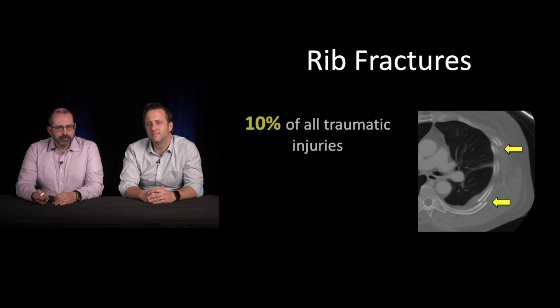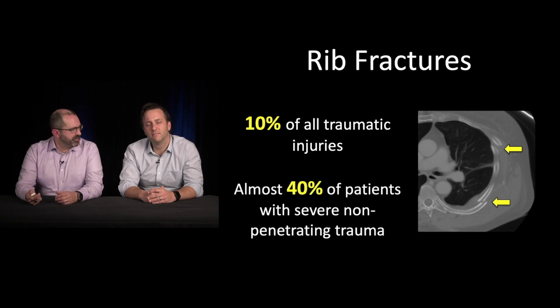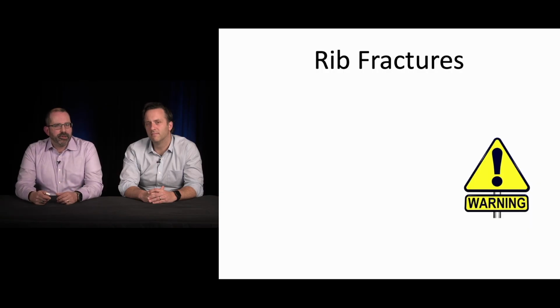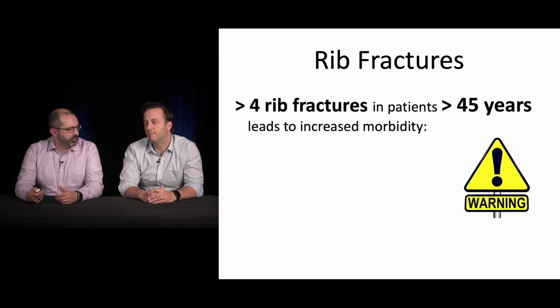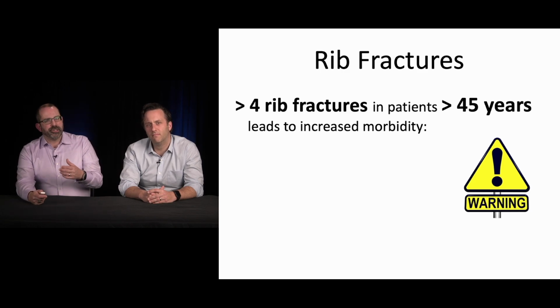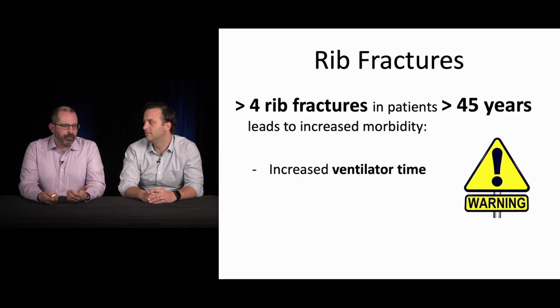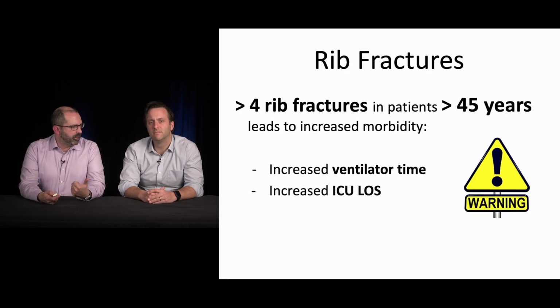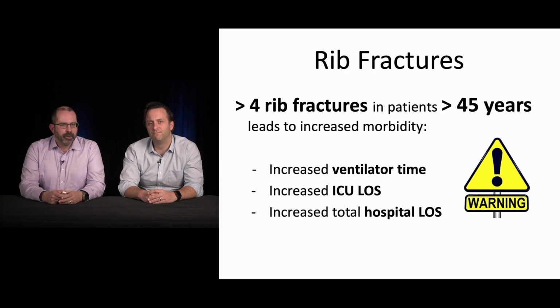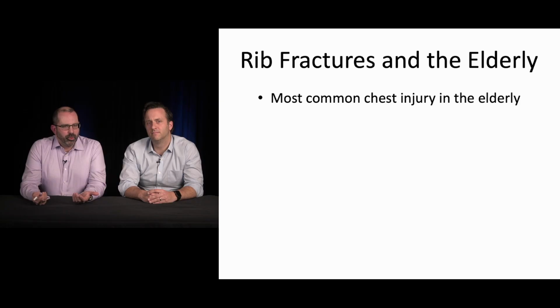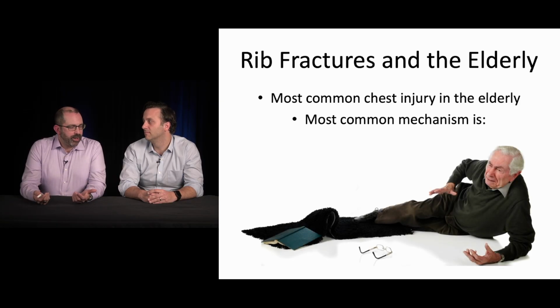Here we see them, they're super common, up to 10% of traumatic injuries. Almost 40% of patients with severe non-penetrating trauma are going to have rib fractures. So high numbers, and it turns out that the morbidity and mortality is actually quite high. We talked about this during chest X-rays, but at 45 and older with more than 4 rib fractures, you have increased ventilator time, increased ICU time, increased hospital length of stay. In older people, it's even worse. So age 65 or older, it's really going to have big impacts, and the main mechanism is fall from standing, like ground level falls.